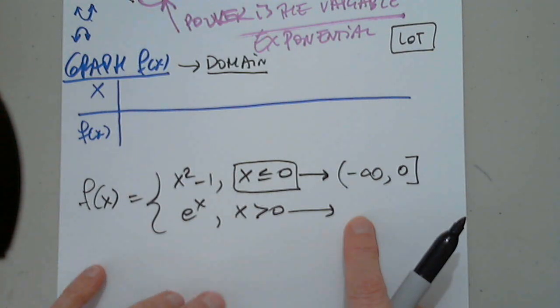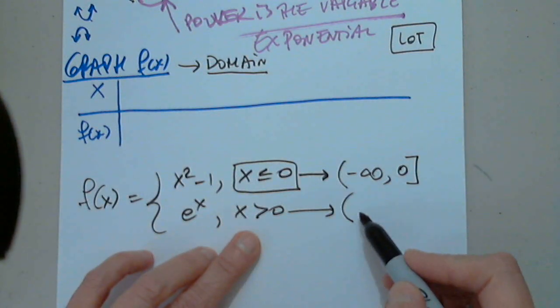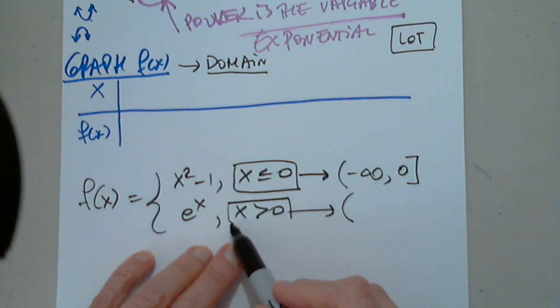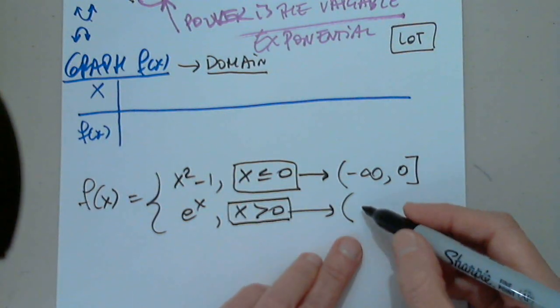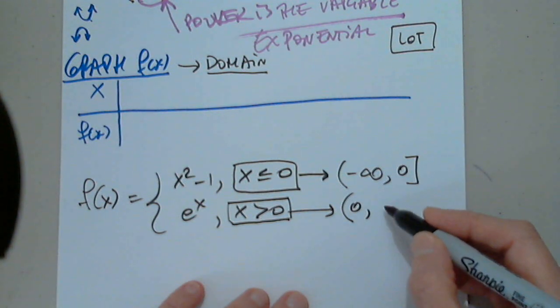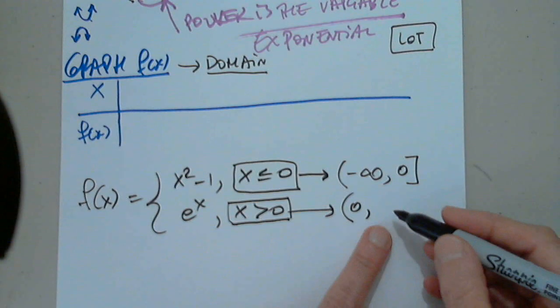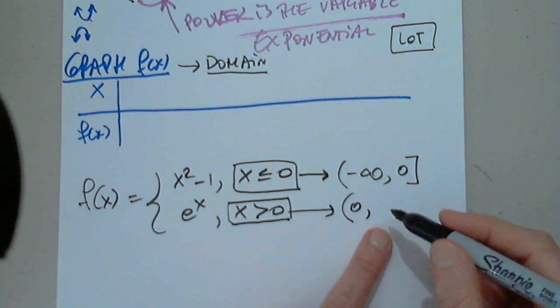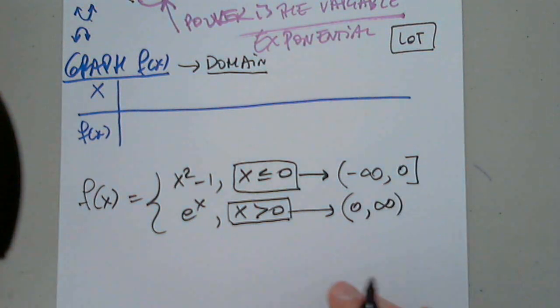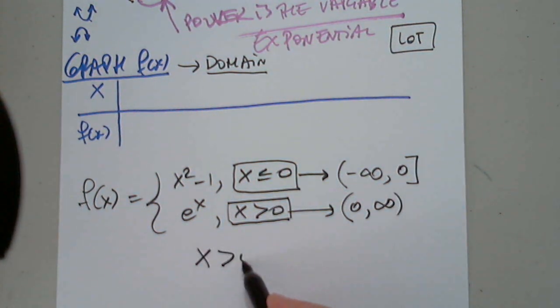Negative infinity, comma, 0, and then a parenthesis again. X greater than 0. Starts at 1? It would be parenthesis 0, any closure parenthesis. I couldn't hear you. 0 to? Infinity and then close. Good. So x greater than 0, we cannot start at 1.